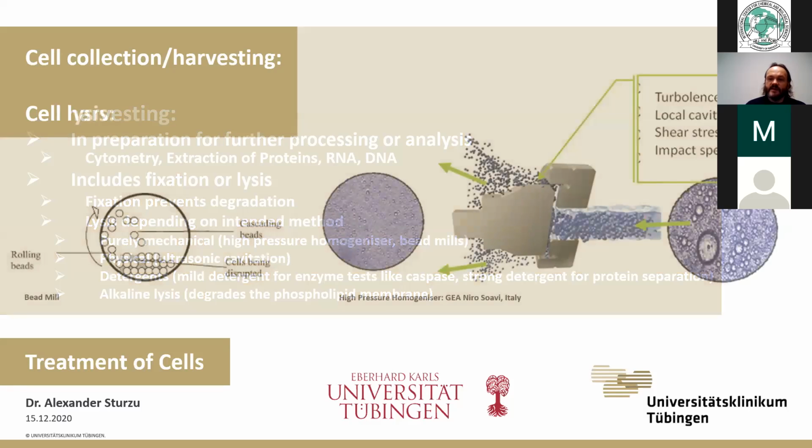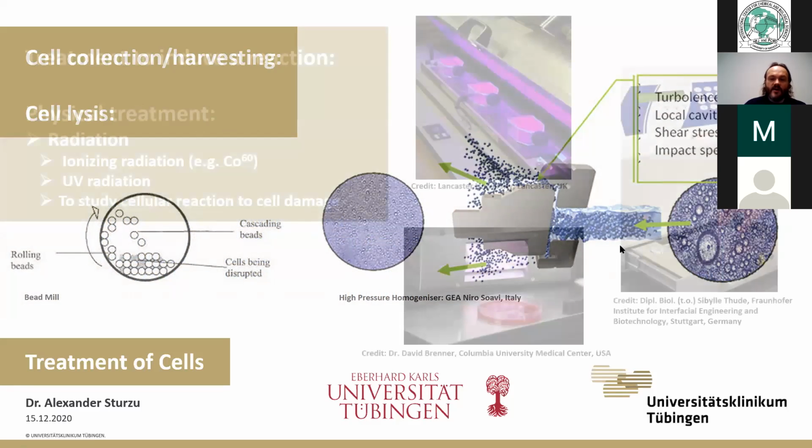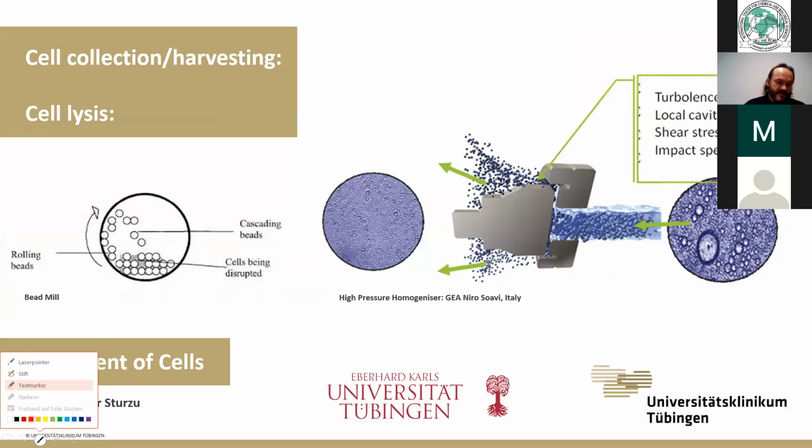Here I have given you an example of the purely physical methods. On the left, you have the bead mill. These beads of either steel, ceramic, or glass are in the container with the cells, and this container is then rolled, and the beads will cascade up and then fall down and crush the cells between them. One problem with the bead mills is that after the lysis of the cells, you have to extract your sample from the beads.